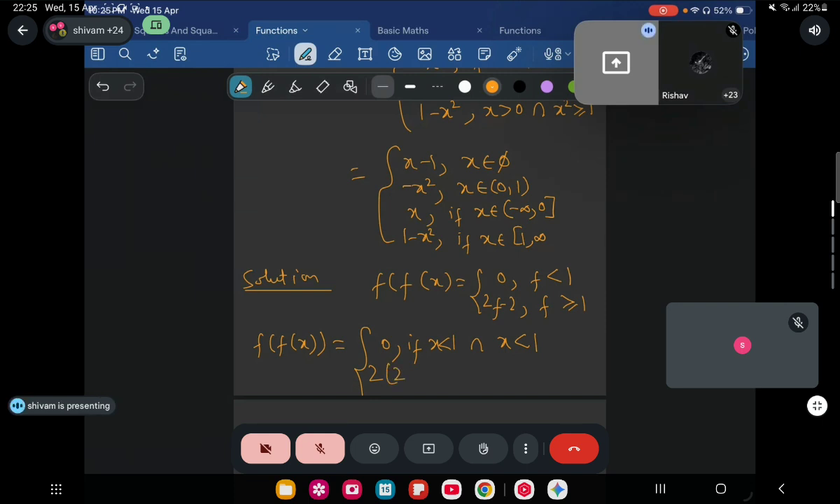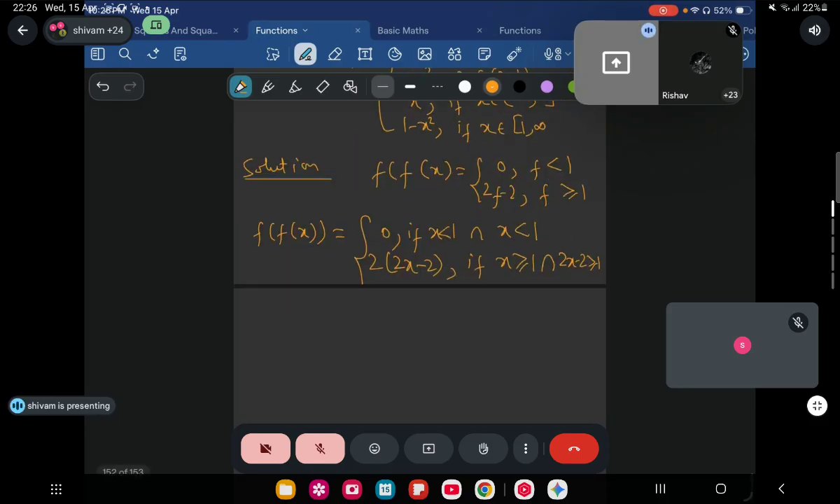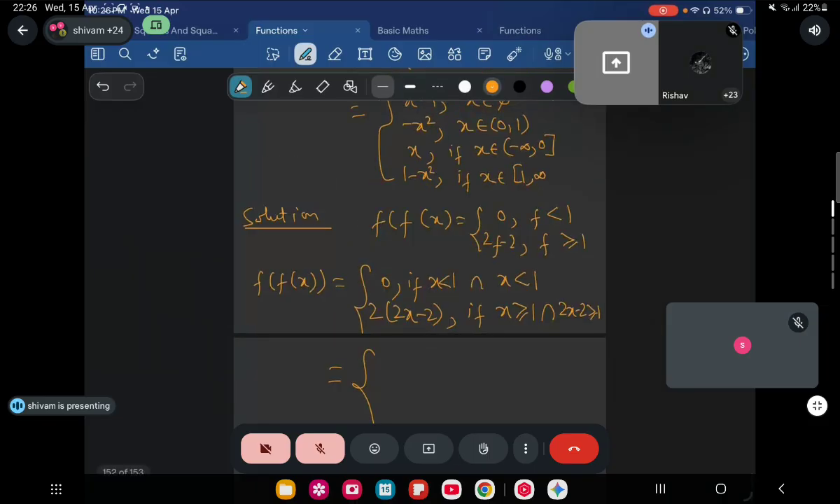Okay. 2 into 2x minus 2, if f is greater than or equal to 1. If x is greater than or equal to 1, intersection 2x minus 2 is greater than or equal to 1. So if 2x minus 2 is greater than or equal to 1, what are we getting? X is greater than or equal to 3 by 2.